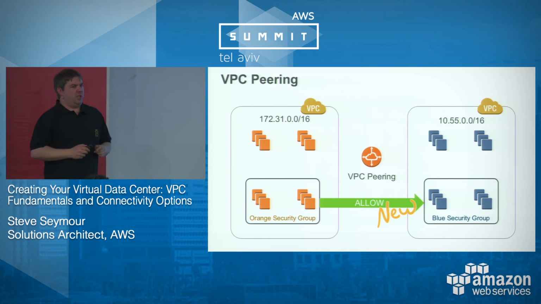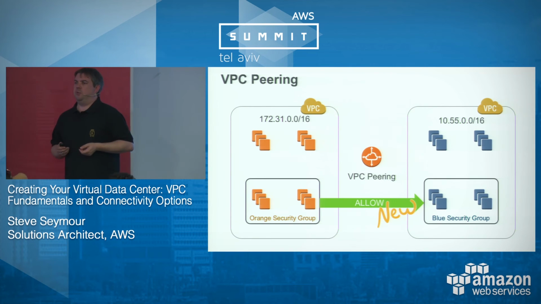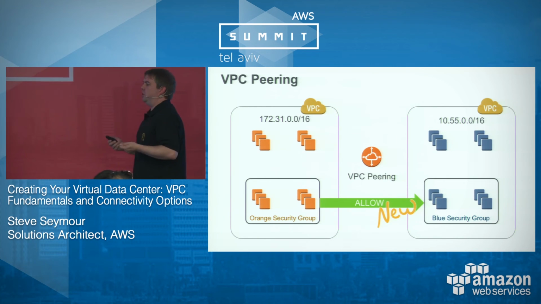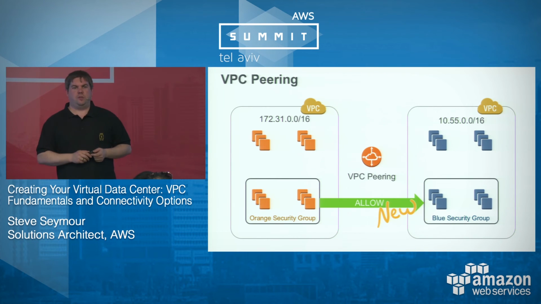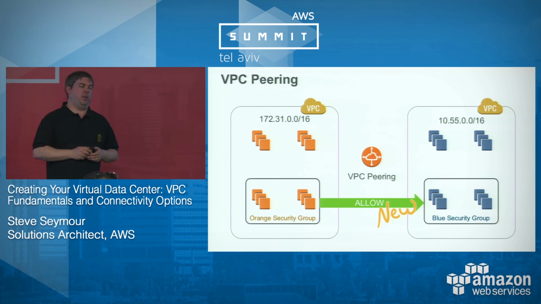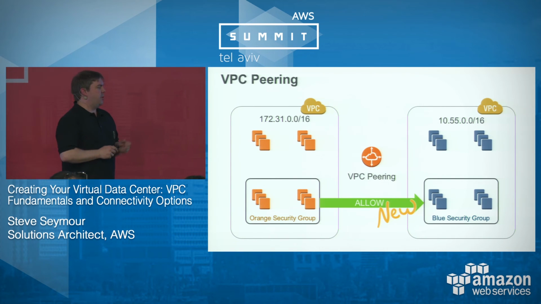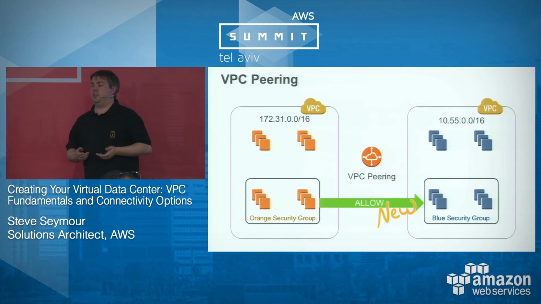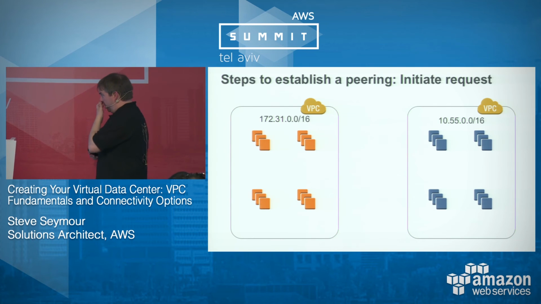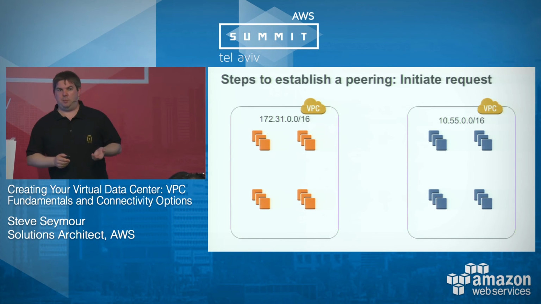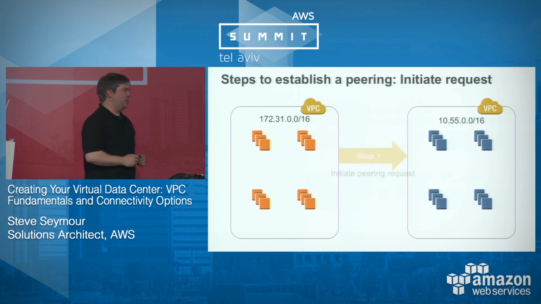But one thing before we do that, we talked about security groups earlier, the ability to reference security groups as a source in another security group. You can do that across VPC peering as well. That's something we added in the last couple of months. So actually, we can manage our security groups very easily, again, without specifying individual IP addresses. So let's set up the peering connection between the two. The first step is we have to initiate the request.